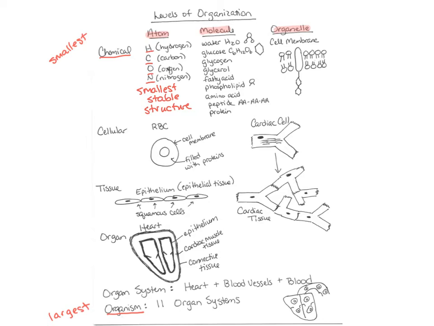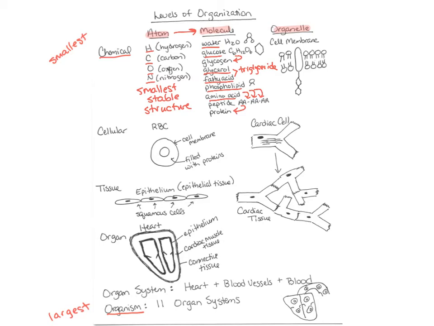Now, these atoms can be put together to make a larger structure called a molecule. Different molecules that we find in the body are water and glucose, and glucose can be added to another glucose molecule to form glycogen. There's also glycerol and fatty acid, and glycerol and fatty acid can be put together to make a triglyceride. There's also phospholipids, and there are amino acids, and when we put amino acids together, it forms a peptide. And if we put enough amino acids together and the peptide is long enough, that creates a protein.